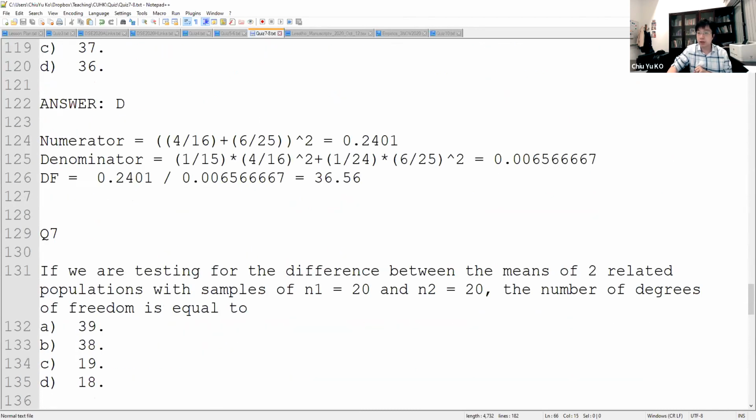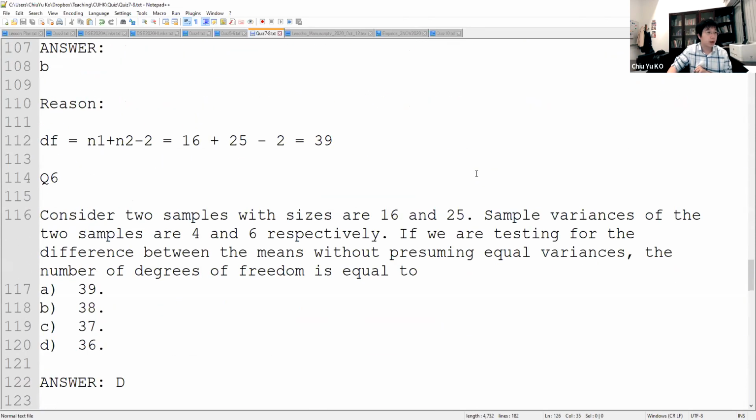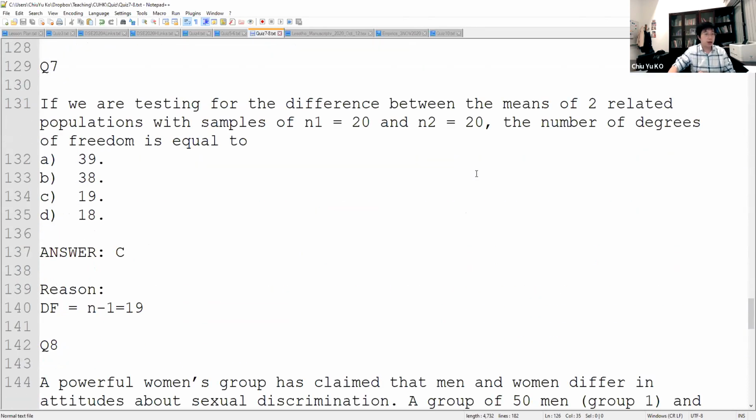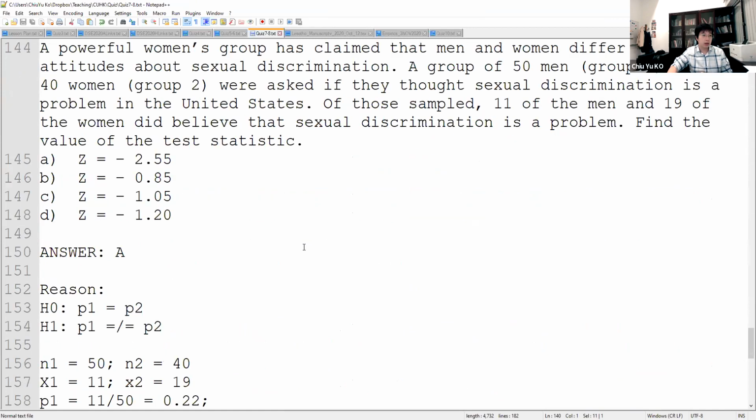So there's a question. There's no more questions, so question 6, we are done. Question 7 would be something not terribly difficult because they are asking the paired difference. So we just do n minus 1, which is 19. Okay, I don't think I need to explain further.